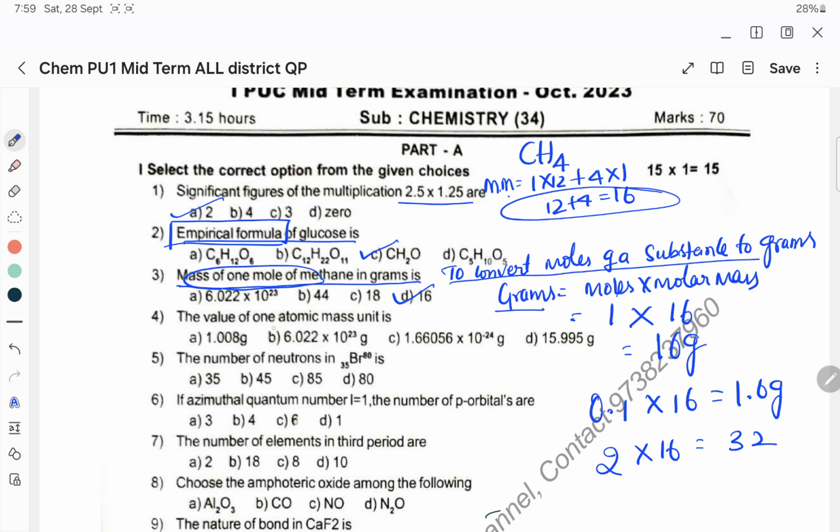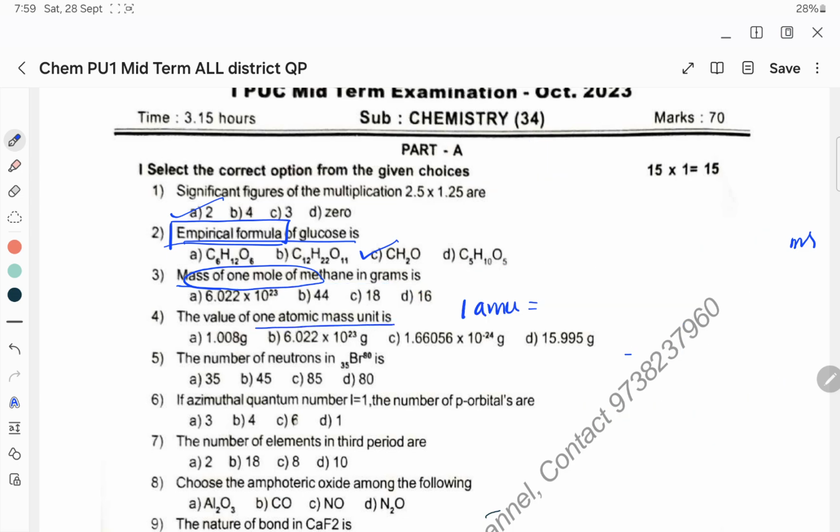The value of one atomic mass unit is. The correct option in this, option C is the correct option. That is, 1 atomic mass unit means 1 AMU is equal to 1.66056 into 10 to the power of minus 24 gram. Okay, this is a direct question, the constant value for the AMU. 1 AMU is equal to 1.66056 into 10 to the power of minus 24. Next, move on to the next question.